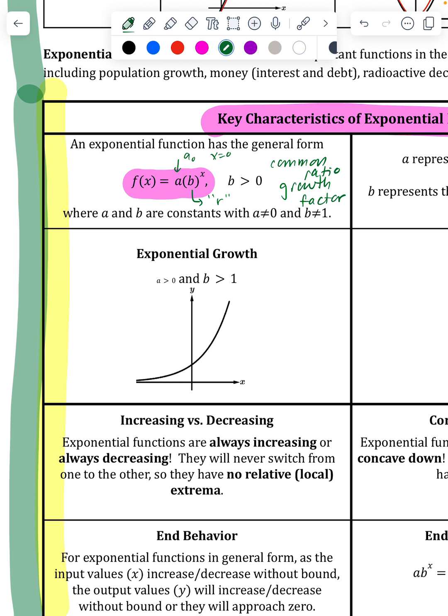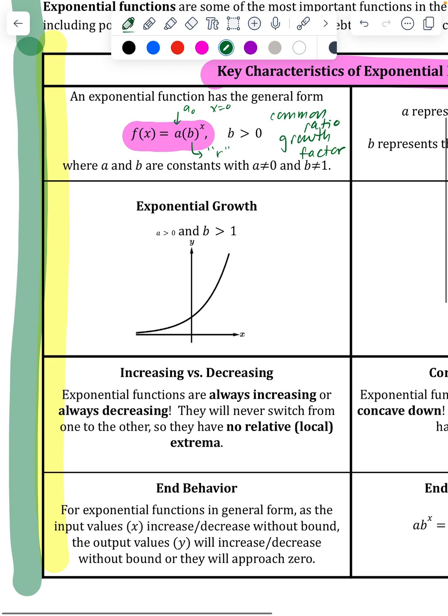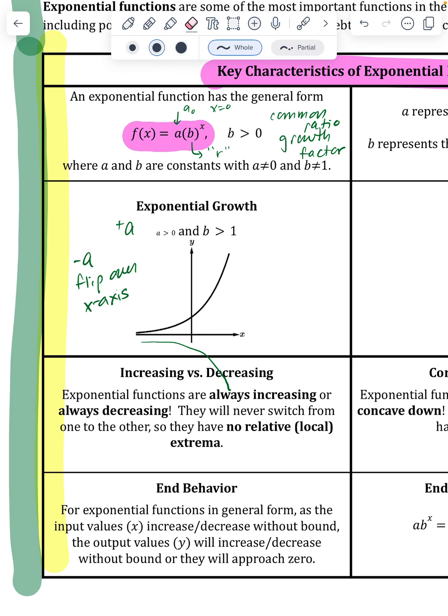In this scenario, we have a positive a, because like in all functions, if your a is negative, it's going to flip or reflect that over the x-axis. So we're not tackling that right now, but in this picture, a is positive, because if it was negative, this whole thing would be going downward instead. So this is a positive a scenario right now.